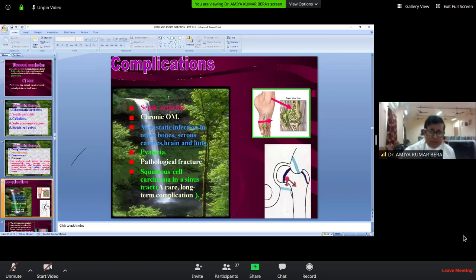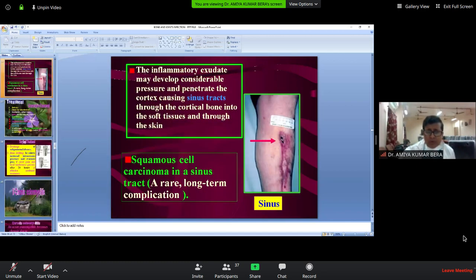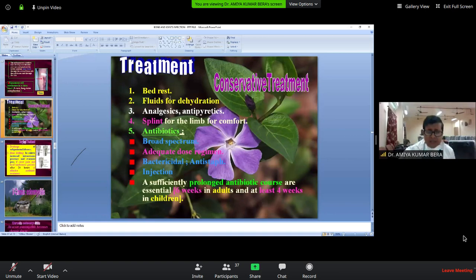The nutritional support, I have already told, should always be there, and immediately if dehydration is there, correct it. Along with that, analgesics and antipyretics are an obvious necessity. Splinting of the limb is also needed, not only to give comfort, but so that infection does not spread. Besides, the mainstay is the antibiotics.